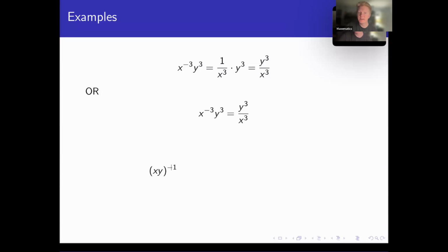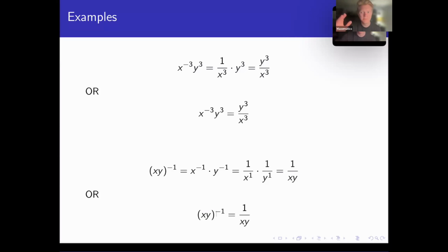X times y to the negative 1. Okay, well, everything in here is multiplied together, so we can distribute the negative 1. Well, x to the negative 1, y to the negative 1, drop those negative exponents down and make them positive. 1 over x to the 1 times 1 over y to the 1, that is fraction multiplication. 1 times 1 is 1, x to the 1 is x, y to the 1 is y, x times y is xy. But also, you can just look at this and say, this whole thing is being raised to the negative 1. We can just drop the whole thing down. Simple as that. There's nothing wrong with that.